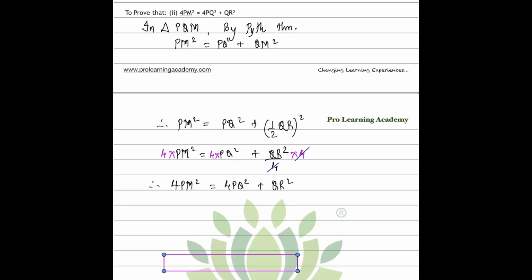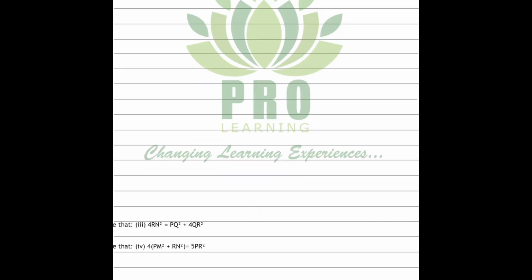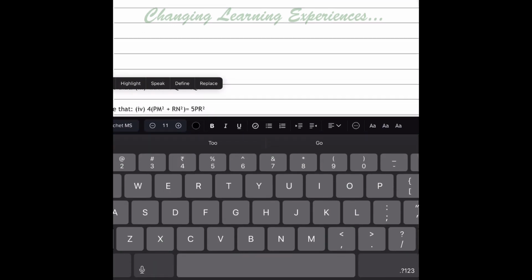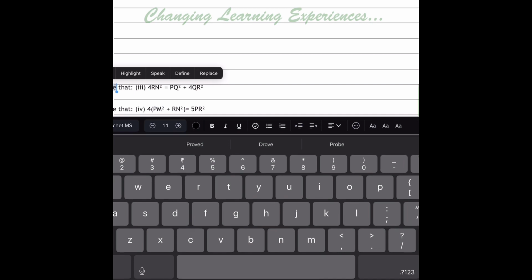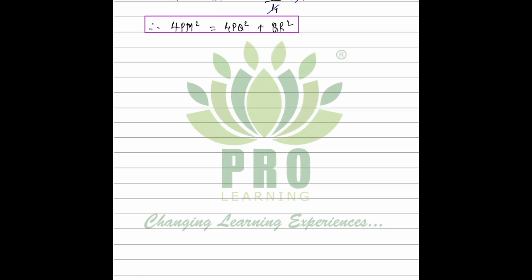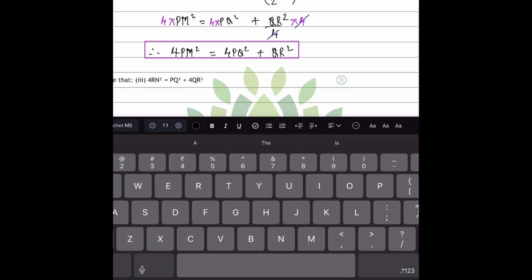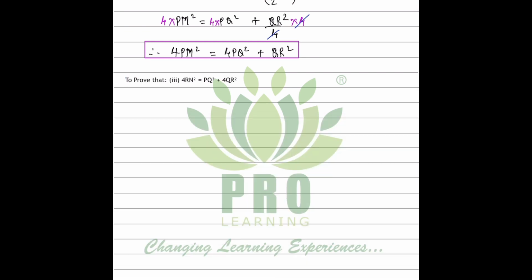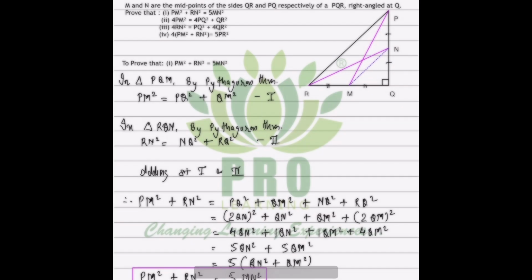We are left with 2 more. So let's continue solving this further. The next one that we want to do is this one. So we pick it up here. We go to the next part of the proof. The proof is here. Alright, so we needed a 4 RN square. We'll identify RN square is here.